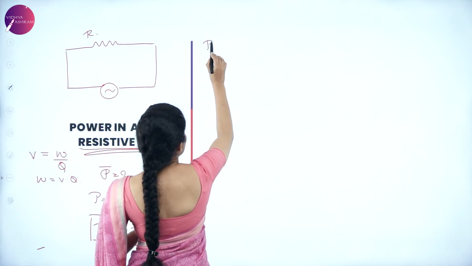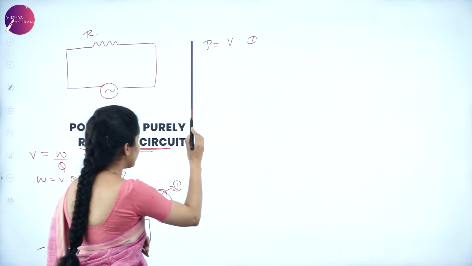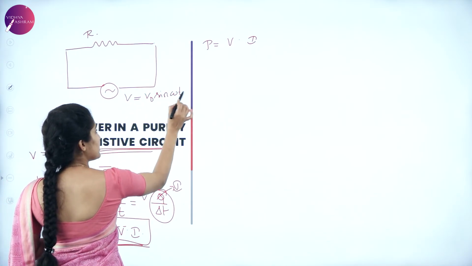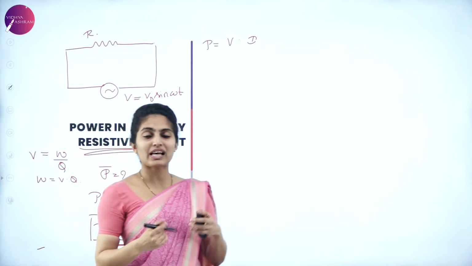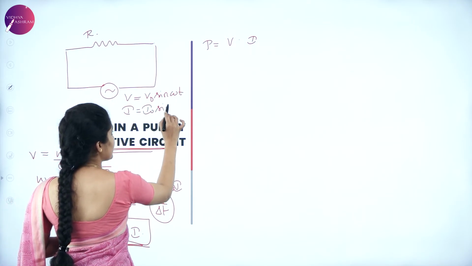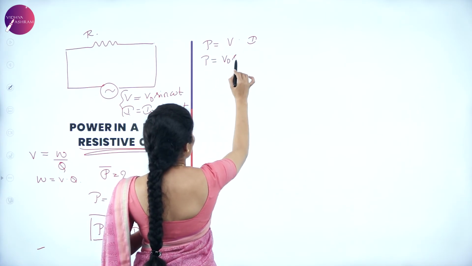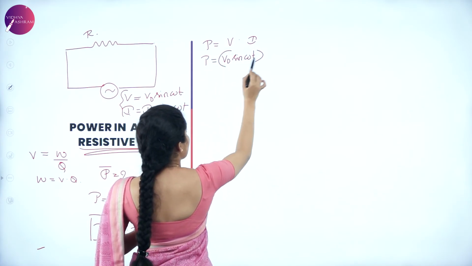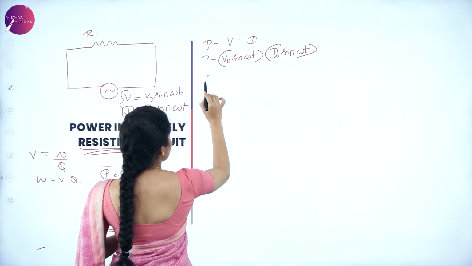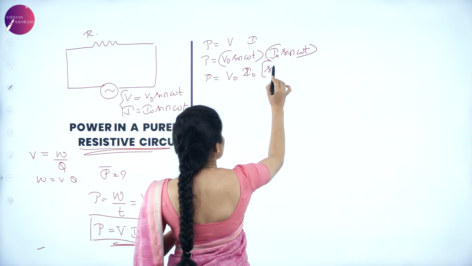That is, we have P is equal to V and I. According to this alternating current, we know that voltage V is equal to V naught sine omega t. This is the relationship between the instantaneous terms and the peak value terms. So I is equal to I naught sine omega t. These are the two equations for which we write P is equal to V naught sine omega t into I naught sine omega t. So on considering the two, we have P is equal to V naught into I naught, within brackets sine square omega t.